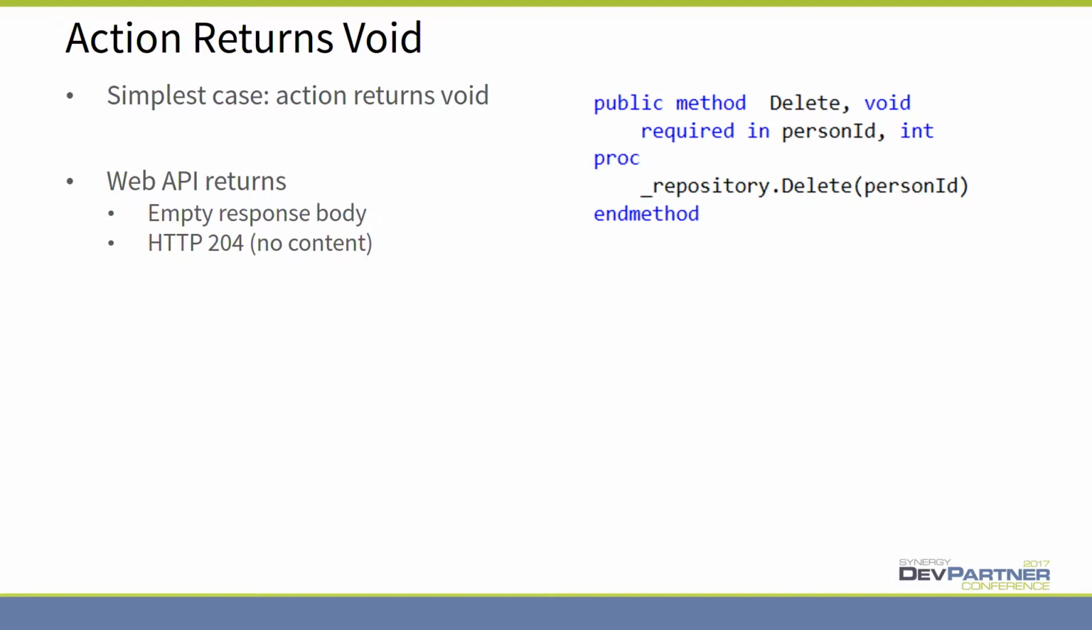So if your action returns void or nothing, then basically Web API is going to turn that into a response which is a 204 no content, and the response body will be empty. Okay? And obviously within your code you might be throwing other exceptions to override that, but that's the default behavior if you return nothing. Okay?